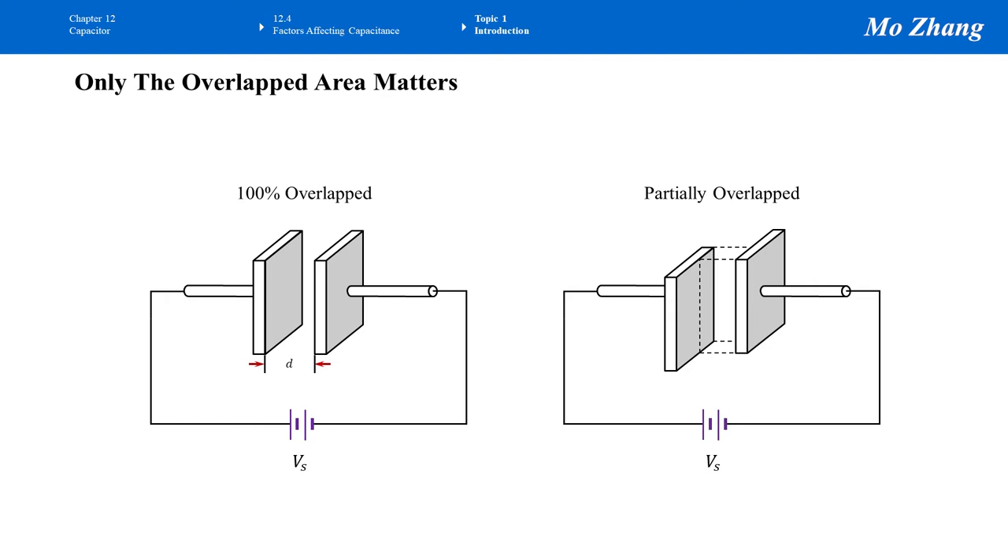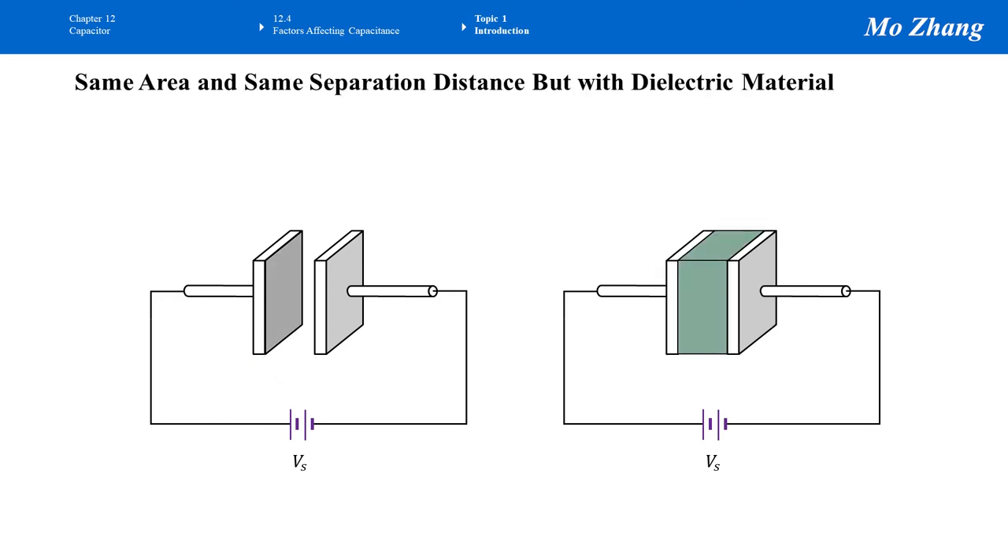The capacitor on the left, two plates are 100% overlapped. And on the right hand side, that capacitor's plates are partially overlapped. Obviously, the capacitor on the left hand side has higher capacitance than the capacitor on the right. The last scenario is when we add the dielectric into the capacitor, the capacitance will be boosted. Most of the time, the capacitance is heavily boosted.